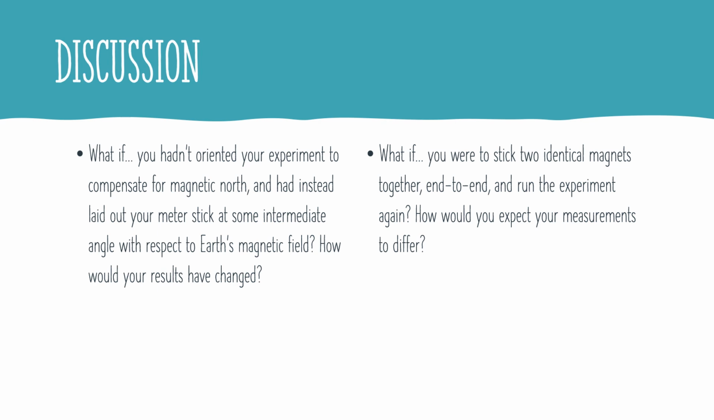What if you were to stick two identical magnets together end to end and run the experiment again? I would expect all my data points to almost double in magnitude while the directions would stay the same. The field would be stronger with more than one magnet.